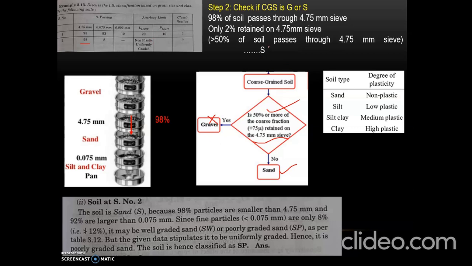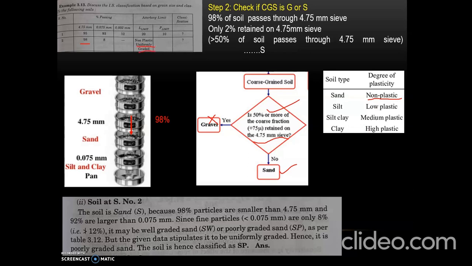And to find out what will be the second letter for the classification, we will have to check the value of liquid limit. But here in the problem, the value of liquid limit is not mentioned. It is said that the soil is non-plastic. If the soil is non-plastic, we confirm that it is sand based on plasticity index. Plasticity index for the sand is equal to 0 and it is referred to as non-plastic, whereas clay is highly plastic soil.